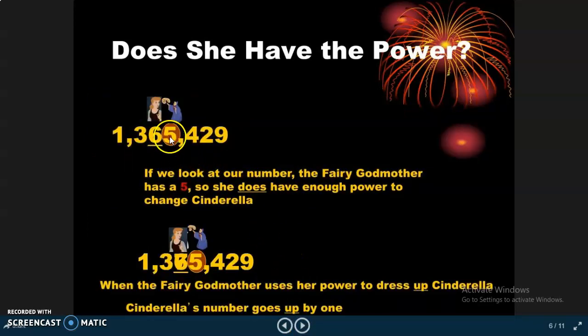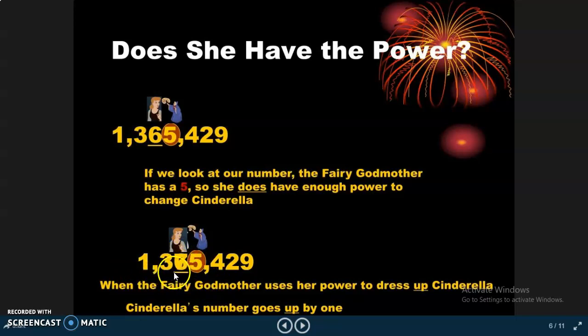So in this number, we can see that the Fairy Godmother has enough power to change Cinderella because, like our earlier rhyme, it's a 5, 6, 7, 8, 9, so it can make the 6 climb the vine. Another way of thinking about it is because it's a 5, her wand has enough power to promote or increase Cinderella into a princess. And when the godmother uses her power to dress up or promote Cinderella, her number goes up by 1, so that 6 is going to change to a 7.